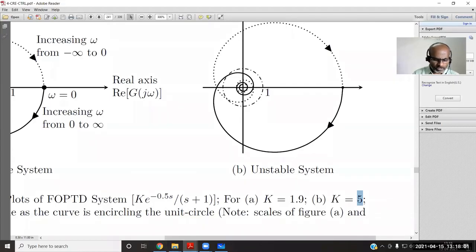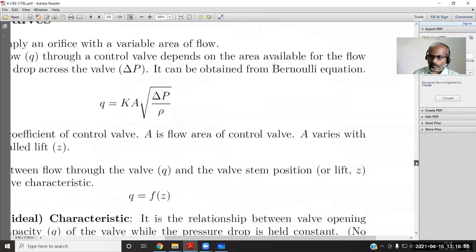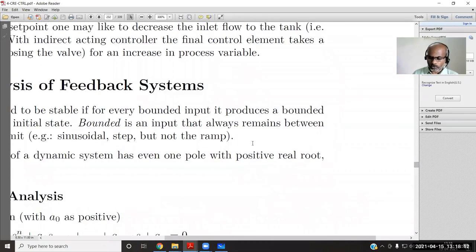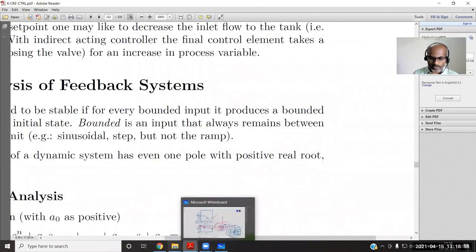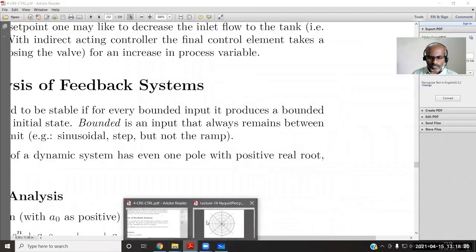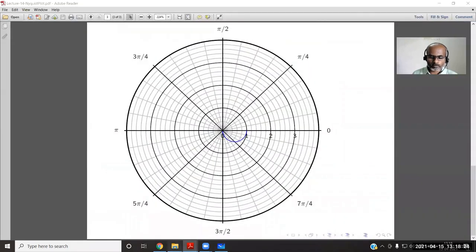Of course, it is said that this Nyquist plot is much better than even the Bode plot. Wherever the Bode plot fails, we can still use the Nyquist plot. A rigorous treatment we cannot easily give, which is also not needed. Okay, let us not worry about that.